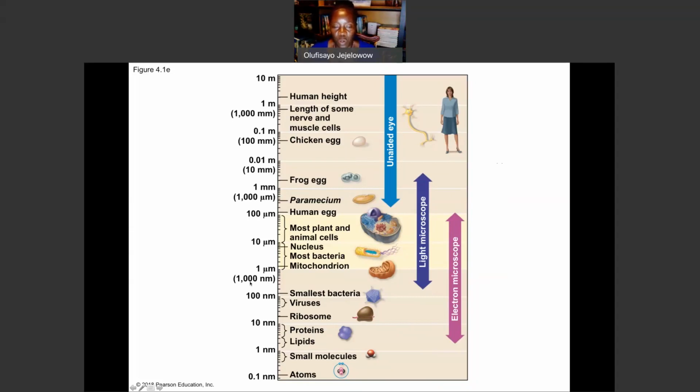So very, very small. With a light microscope, most of the plant and animal cells are visible. Prominent in those cells, you can usually see the nucleus of the cell. Bacteria, you can see. Mitochondria also, you can see. But all the other little organelles are at the nanoscale level. An electron microscope will be necessary to see viruses, ribosomes, proteins, lipids, and smaller molecules. You require even more powerful technologies and tools to see.